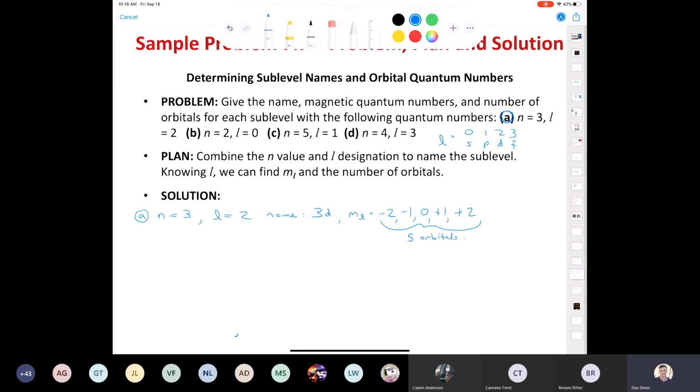Do you want to try one more? Want to try the next one? This is a problem from the book, so the solution is in the book. Okay, let's try another one.